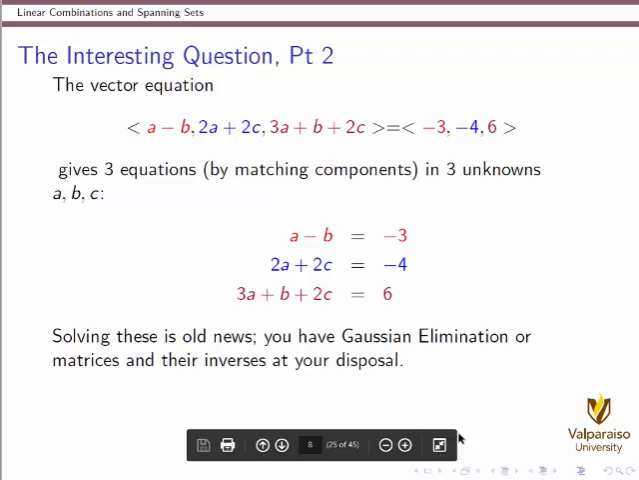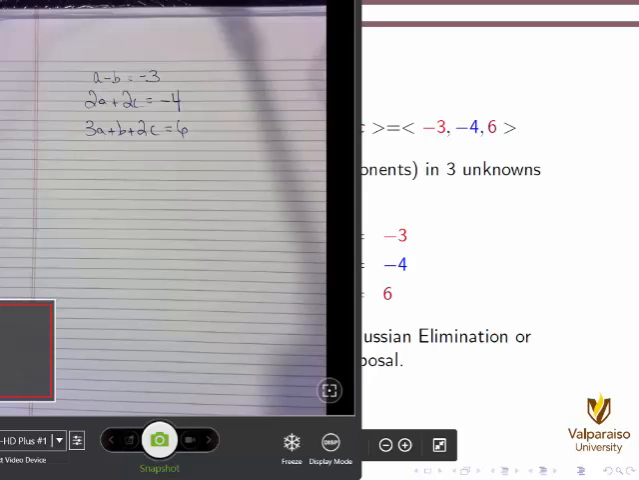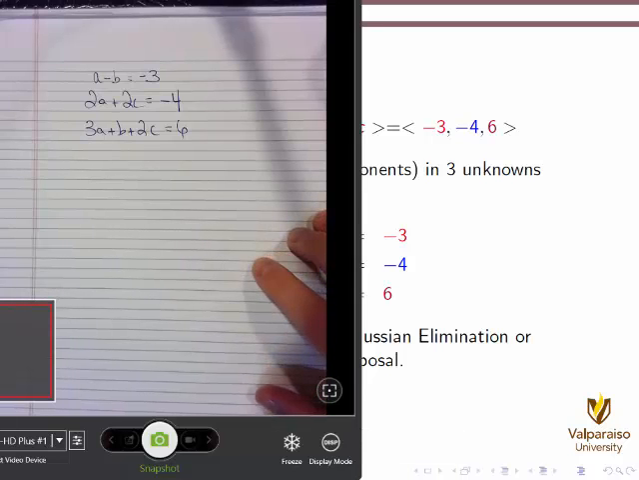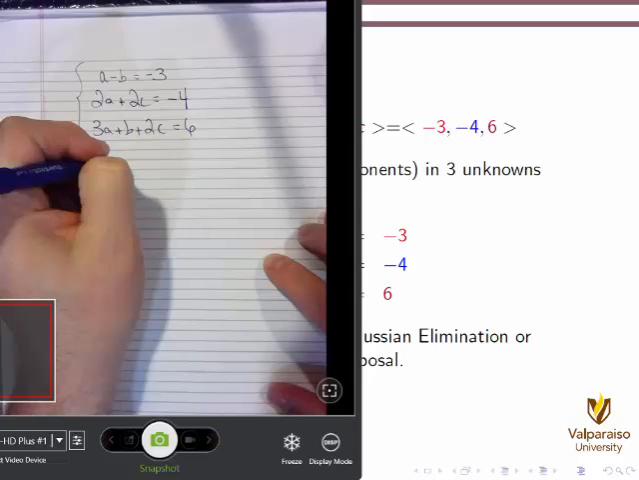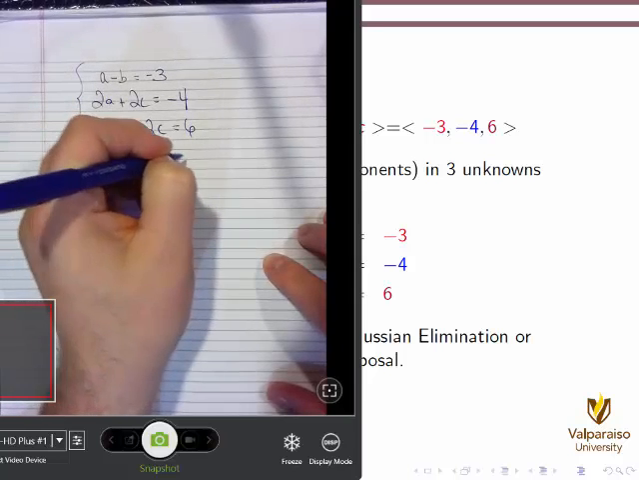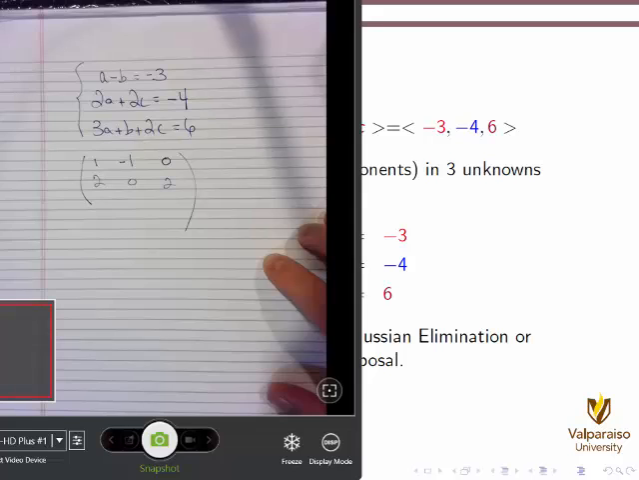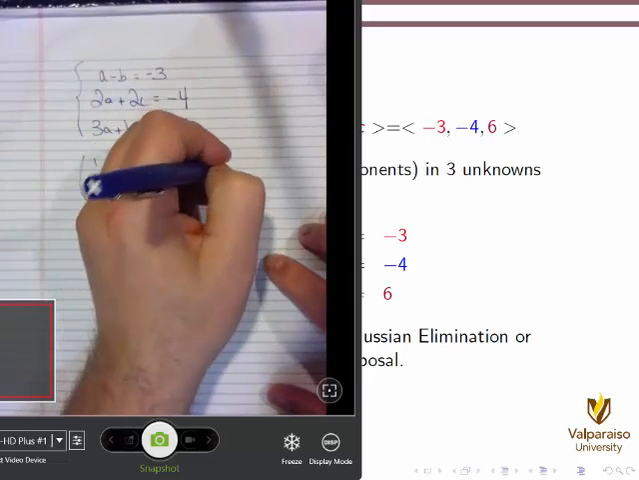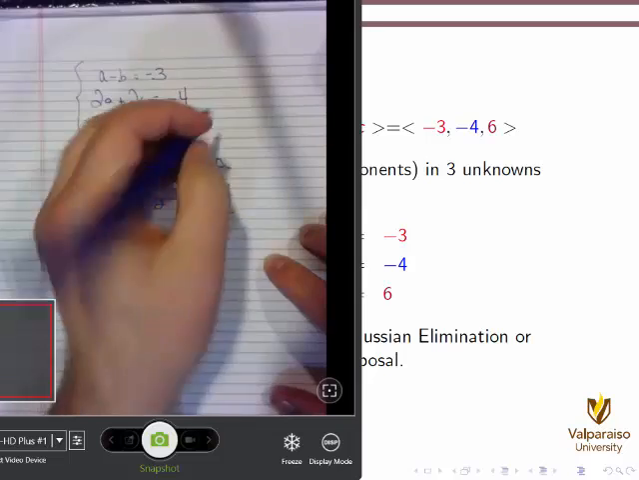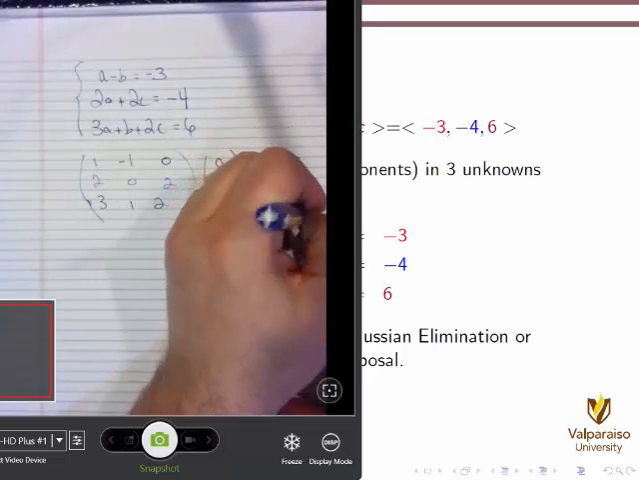And then, over here, 3a plus b plus 2c equals 6. So there's our system of three equations in three unknowns. And the procedure to solve them begins with writing it in matrix format. So the first equation has coefficients of 1, negative 1, and 0. The second has coefficients of 2, 0, and 2. And for the third one, 3, 1, and 2. Like that. The unknowns are A, B, and C. And the right-hand side is negative 3, negative 4, and 6.